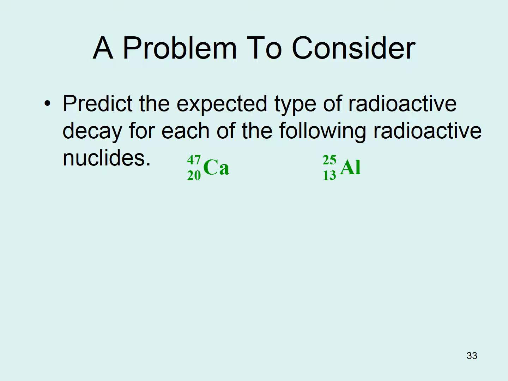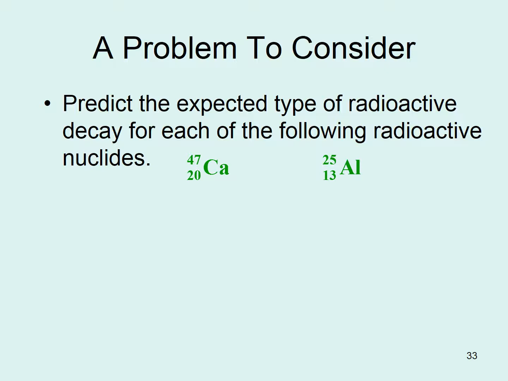Sometimes it's hard to predict what's going to happen, and we're not always 100% correct, but we're just going to give some guidelines to figure out what kind of radiation, or if radiation will occur at all. So let's predict the expected type of radioactive decay for each of the following radioactive nuclides. Again, not hard and fast rules, but these are the guidelines I want you to follow.